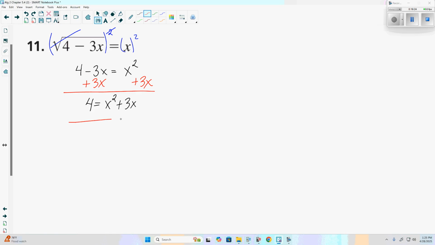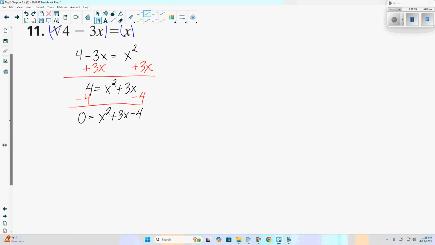And then what can we do? Minus 4. Telling us 0 is equal to x squared plus 3x minus 4. Questions on how we got to this point, how we got this equal to 0? So we can factor or graph it. Which one do y'all want to do? Graph.